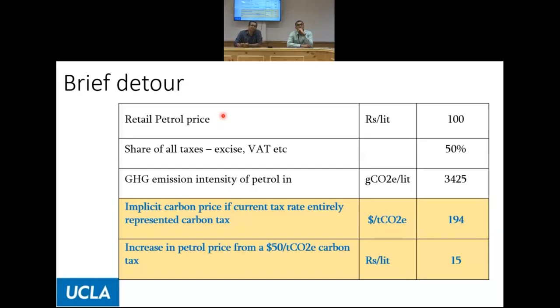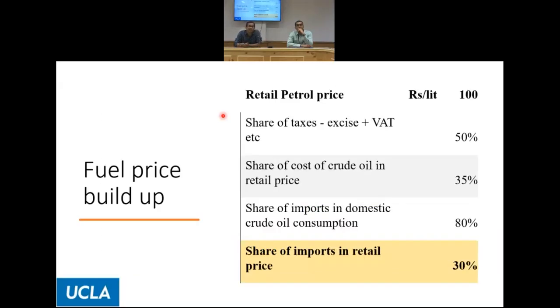So what does it mean? If you slap on top of this a 50 rupees per ton carbon tax, that will raise the price of petrol by 15 rupees. It's a lot, but given how prices are trending, it's not much. So just to put that in perspective, what that means in terms of what we are paying. Again, from an imports perspective, some snippets of what might be of interest to the trade people.